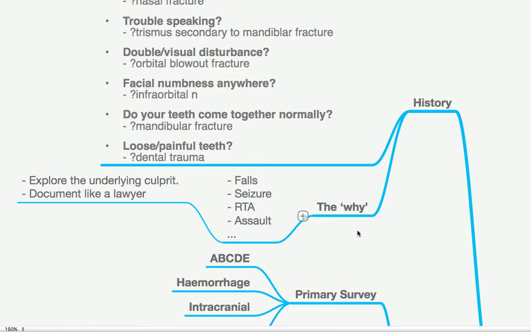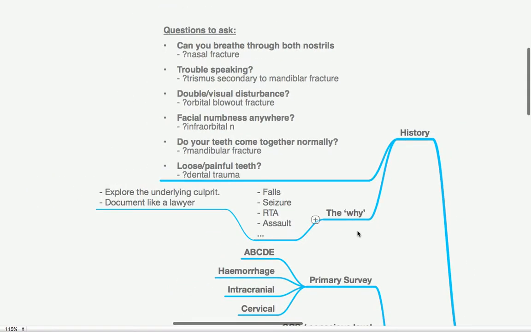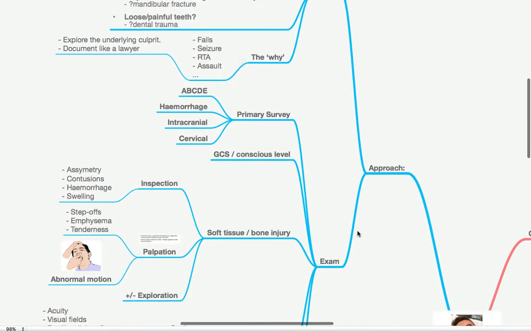Think about your normal kind of workup. Is it cardiac syncope? Do they need ECGs? Do they need lying standing blood pressures, etc., etc.? Seizures, RTAs and assaults. Just explore the underlying culprit and make sure you document very clearly, because if it's something like an assault, there may be in the future need to review your notes for litigation or criminal prosecution purposes. So that's just a bit about the history.